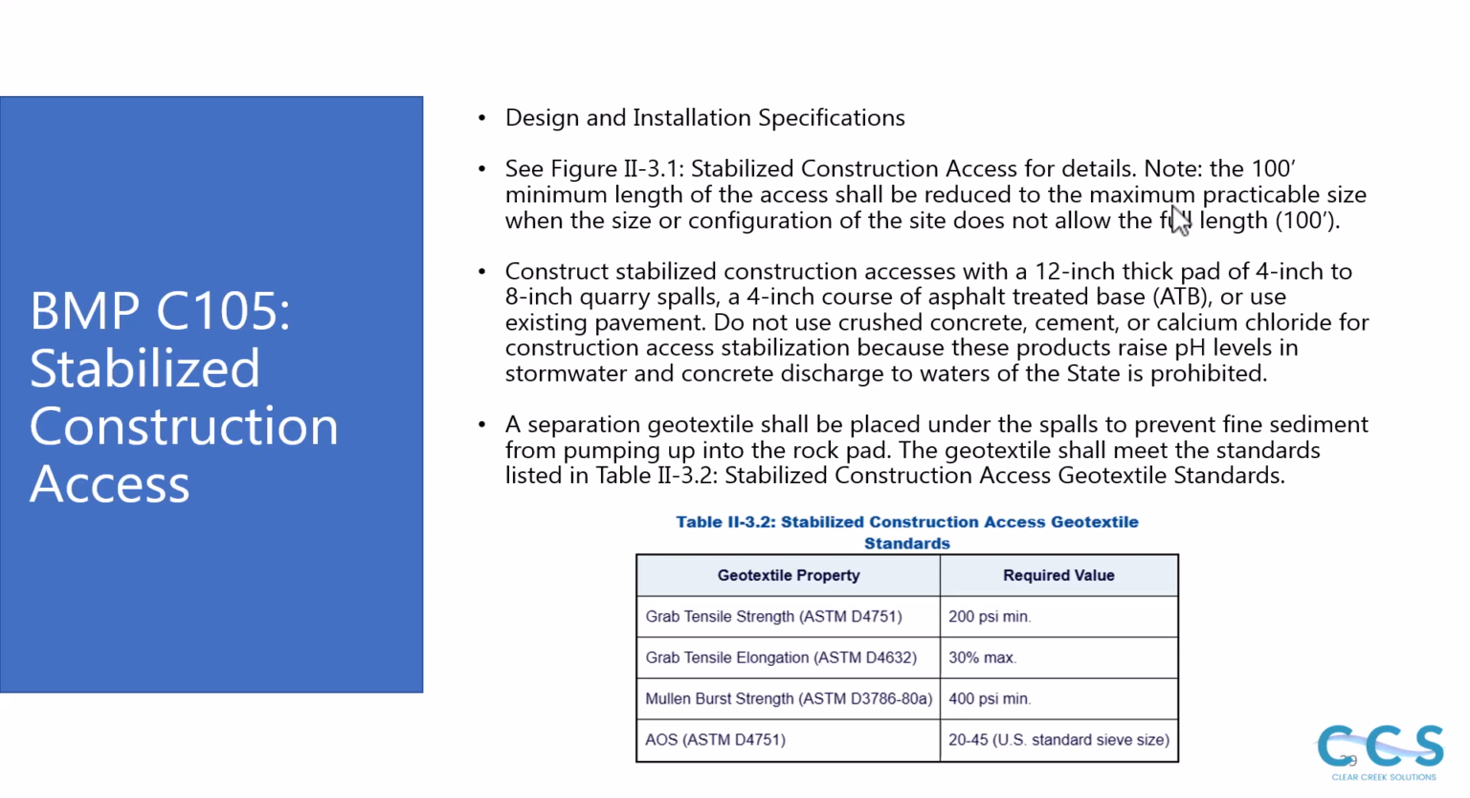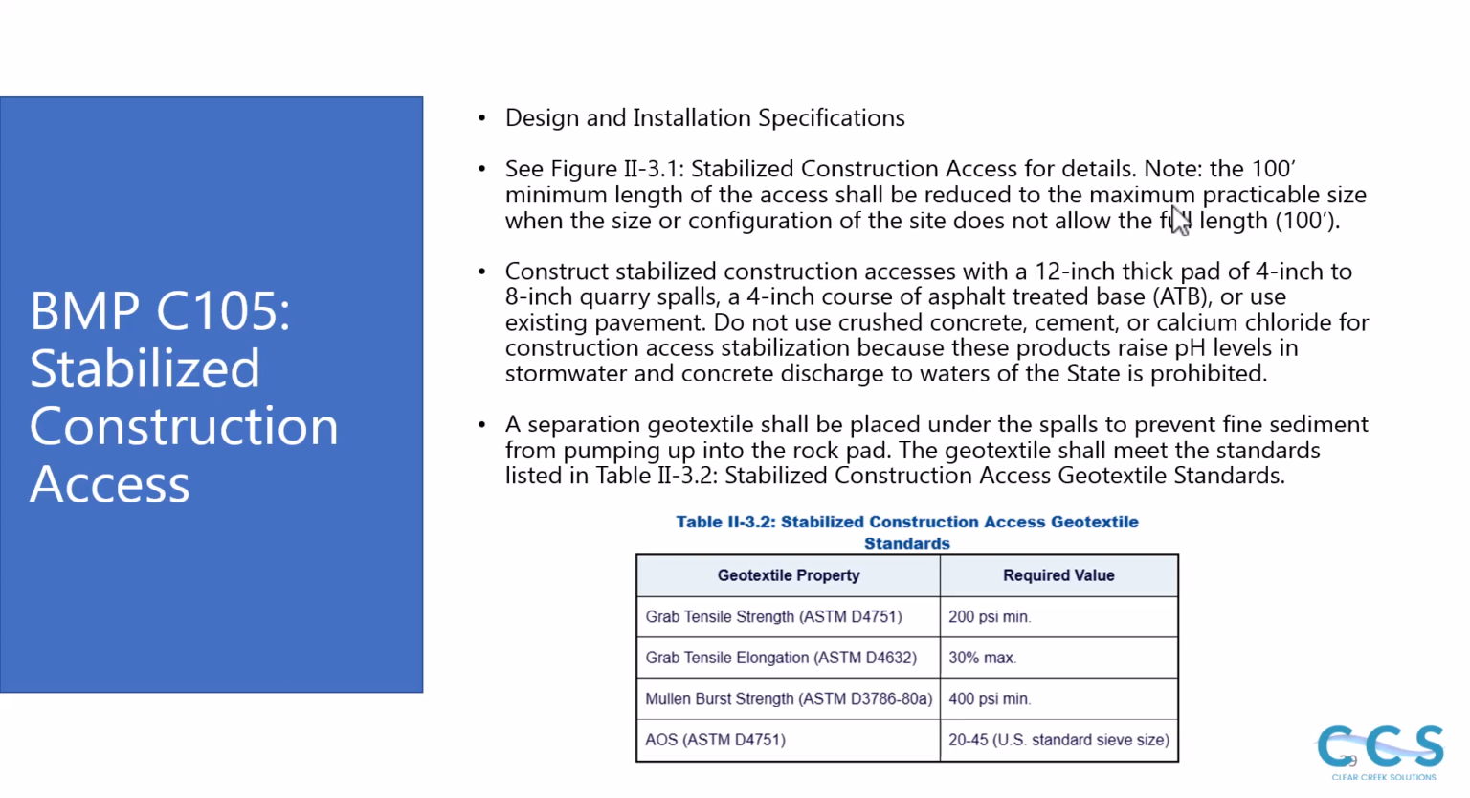Construct stabilized construction accesses with a 12-inch thick pad of 4-inch to 8-inch quarry spalls, 4-inch course of asphalt treated base (ATB), or use the existing pavement. Do not use crushed concrete, cement, or calcium chloride for construction access stabilization, because these products can raise the pH levels in stormwater and concrete discharge to the waters, and this is prohibited by the state.